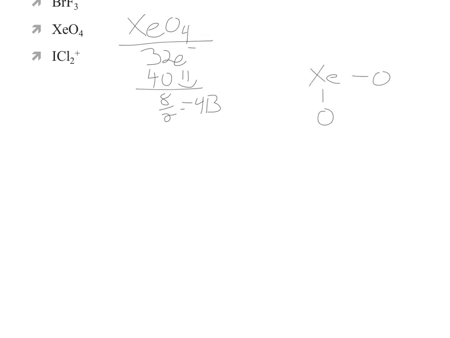So 8, 16, 24, 32. That's how many we have in our structure. So 32 is going to be a good number. There's no extra electrons on the xenon. We just fill our octets. The electron pair arrangement and the geometry both have 4 regions. 1, 2, 3, 4. And those are tetrahedral.